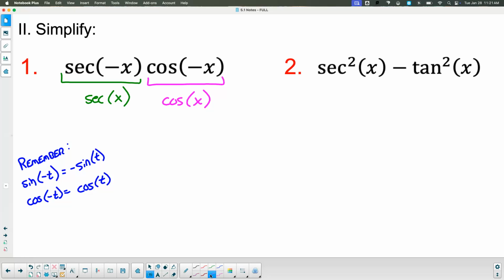Secant is also what? It's 1 over cosine, right? One over cosine of x times cosine of x is cosine of x over cosine of x, right? Which is 1.